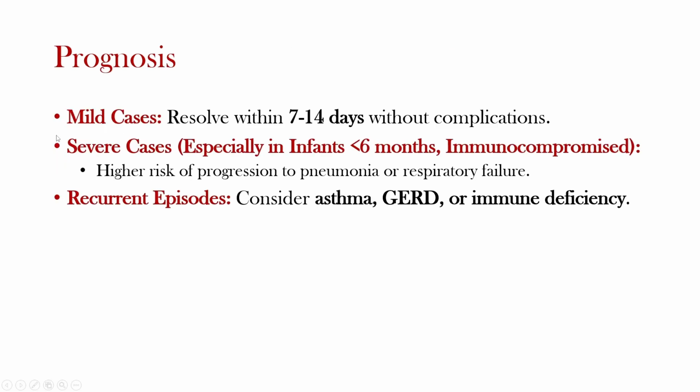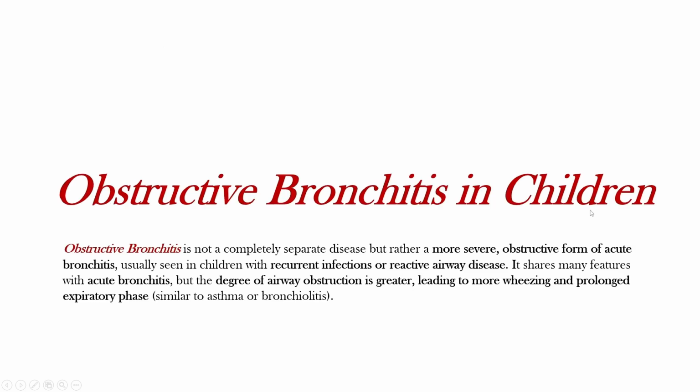A prognosis. So in the mild cases, it will get resolved in 7 to 14 days without complications. In severe cases, especially in infants less than 6 months or immunocompromised children, they will have a higher risk of progression to pneumonia or respiratory failure. If the patient had recurrent episodes of bronchitis, consider asthma, gastroesophageal reflux disease, or immune deficiency.